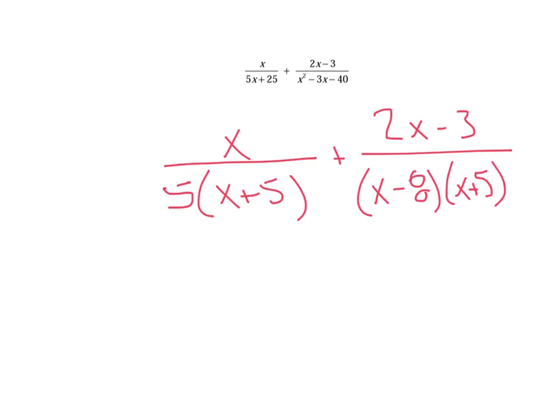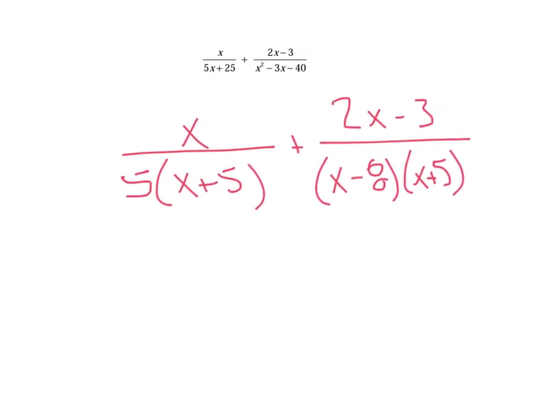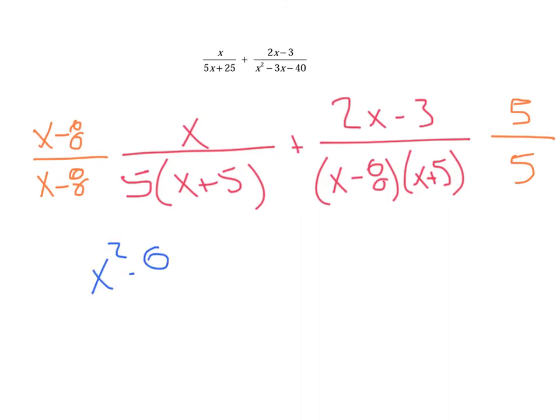And now we just got to decide what we want to multiply by. My LCD is going to be a combination of 3 things. We're going to use a 5 right here, we're going to use the x plus 5, and we're going to use the x minus 8. Now what's that first fraction missing? It looks like it's missing an x minus 8. So we're going to multiply the top and the bottom by x minus 8, therefore multiplying by a quantity of 1. The second fraction is just missing a 5, very simply said. And I think we are ready to start multiplying. We're going to distribute. We get x squared minus 8x all over the LCD.